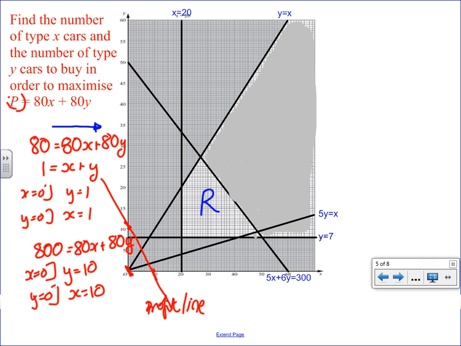Like that. This is our optimisation line. So all the way along there, the profit's 800, but the trouble is, nothing along there is in the region R, so it's no good to us anyway. So we need to move it parallel to itself. We should be able to actually move this little bit. So you have to try and move it parallel to itself without changing its angle at all, and see how far right you can go before it leaves the feasible region. It's fine that that's there.